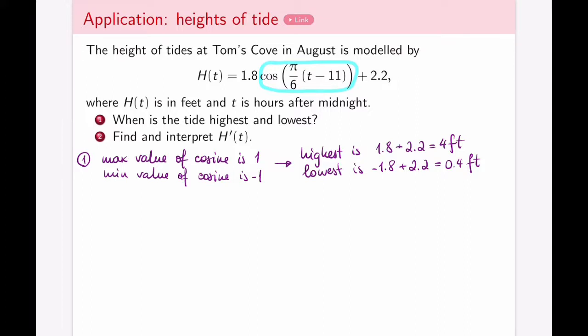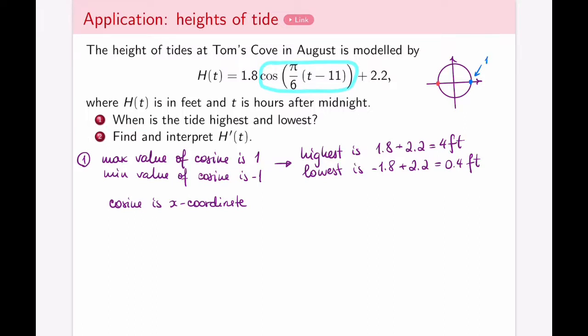Now let's think about when does that actually happen. What is the definition of cosine? Remember from the unit circle, cosine is the x-coordinate of the point on the unit circle. So if I drew a little unit circle on the side here, I can see that the highest x-coordinate is this point right here, whereas the lowest that it can ever be is going to be at this point right here.